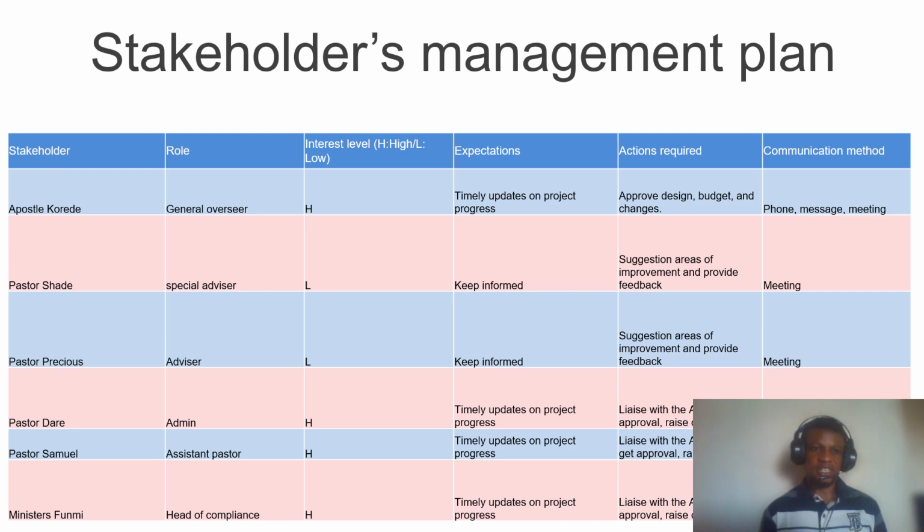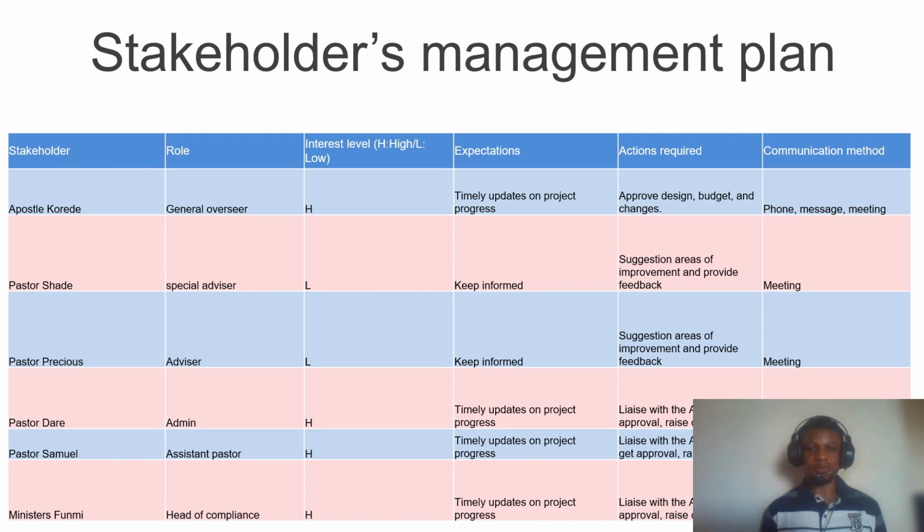Of course, in terms of the stakeholder, these are some of the crucial stakeholders listed. The senior pastor is Apostle, his wife, special advisor, Pastor Precious is an advisor. We have Pastor Dario, who is an admin. We have Pastor Samuel, assistant pastor. We have Mr. Fumi, who heads compliance for the church. And so their interest in the project is ranked between high and low.